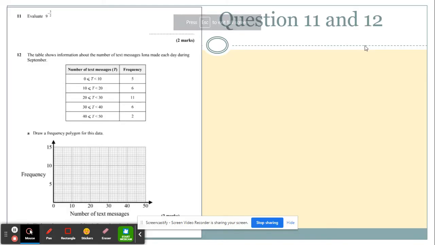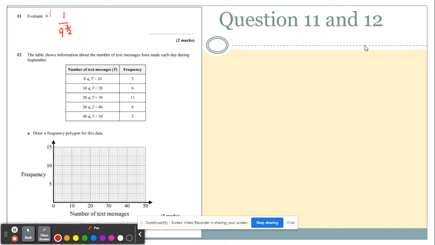Okay, question number 11. It says evaluate 9 to the power of minus 3 over 2. Evaluate means you have to find out the value of this. Whenever we have a negative index, that means it is in the form of a fraction. So you can also write it like this: 1 over 9 to the power of 3 over 2.